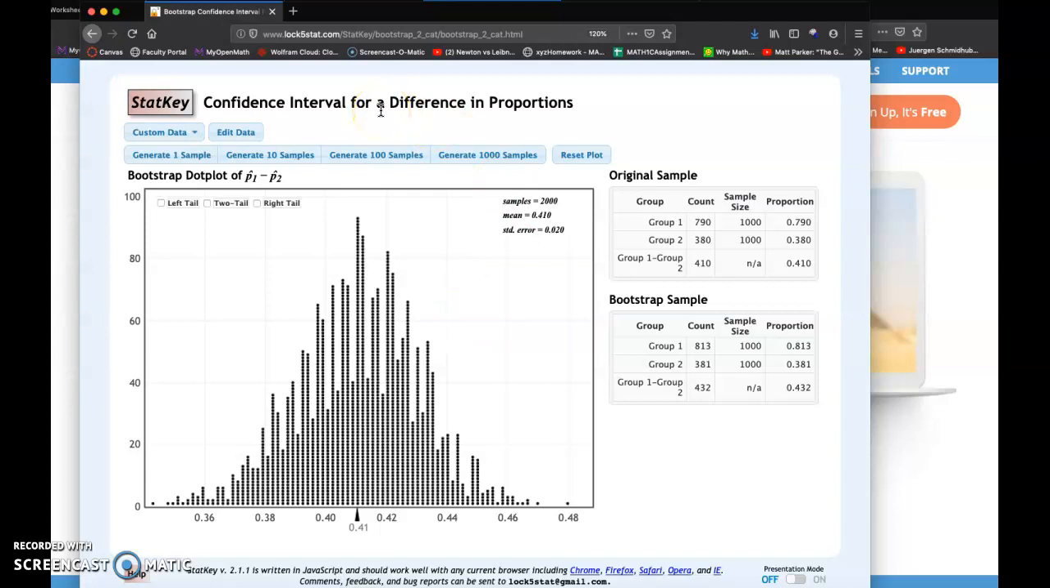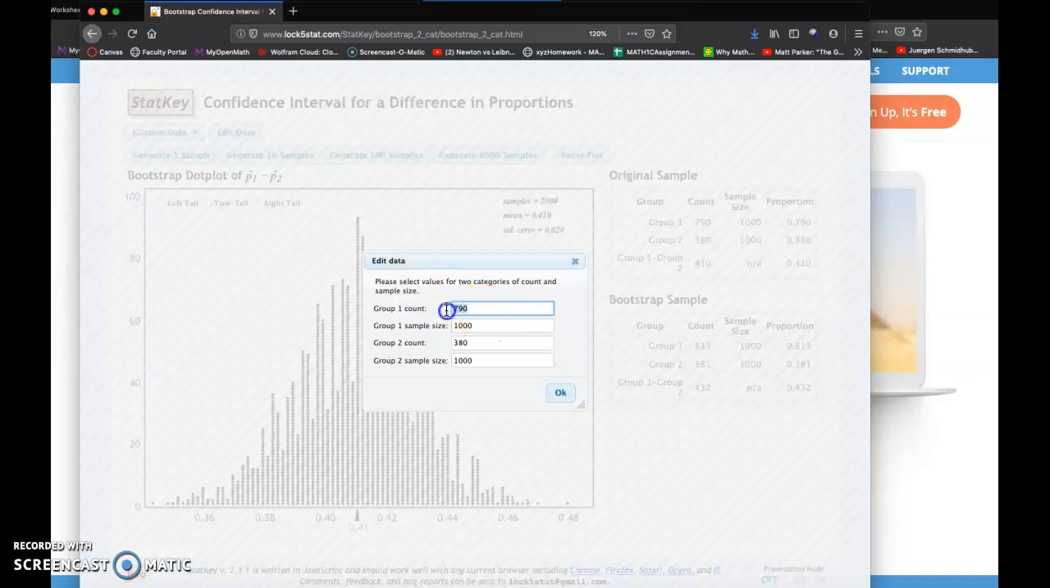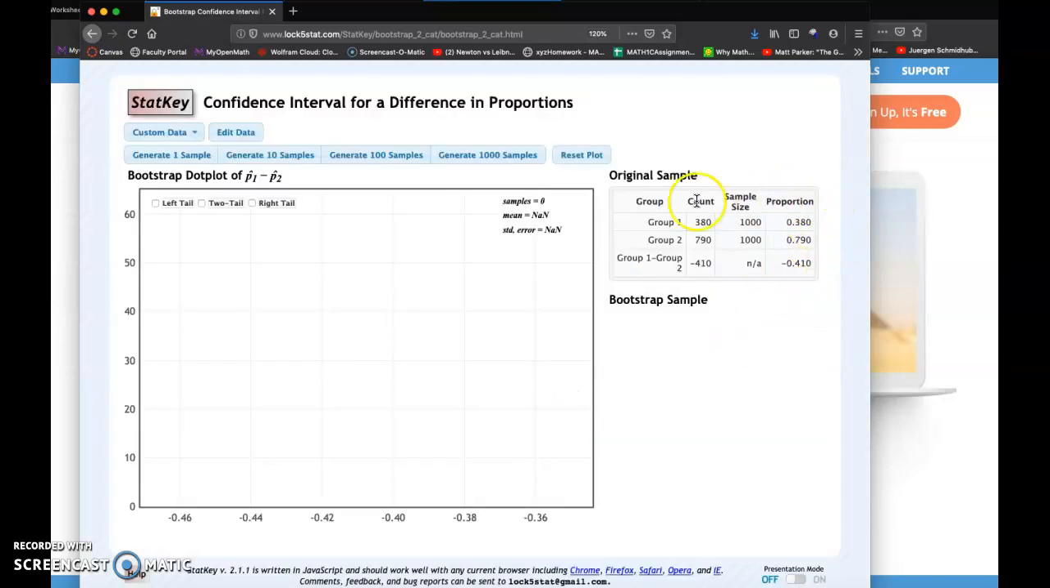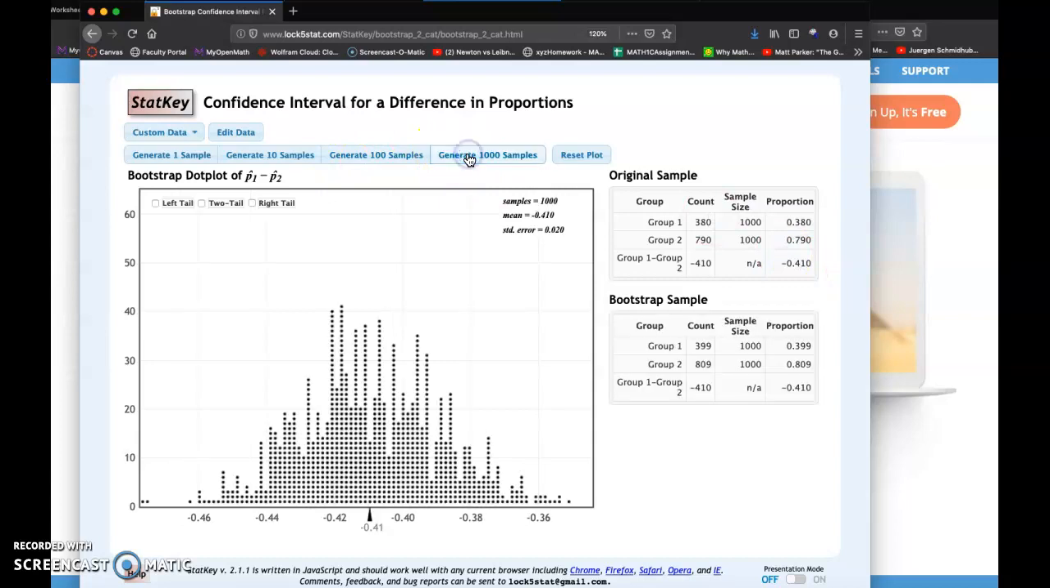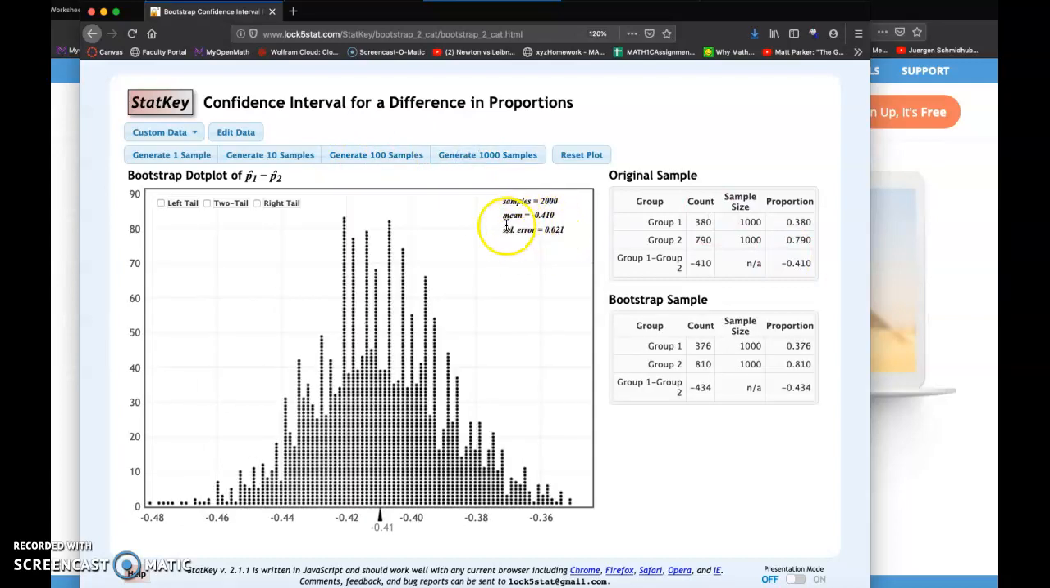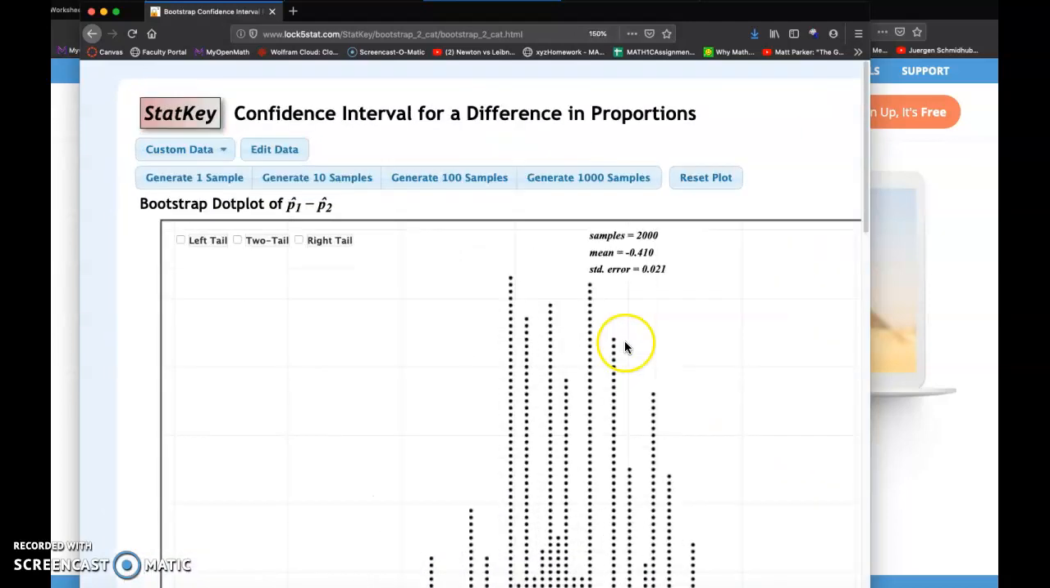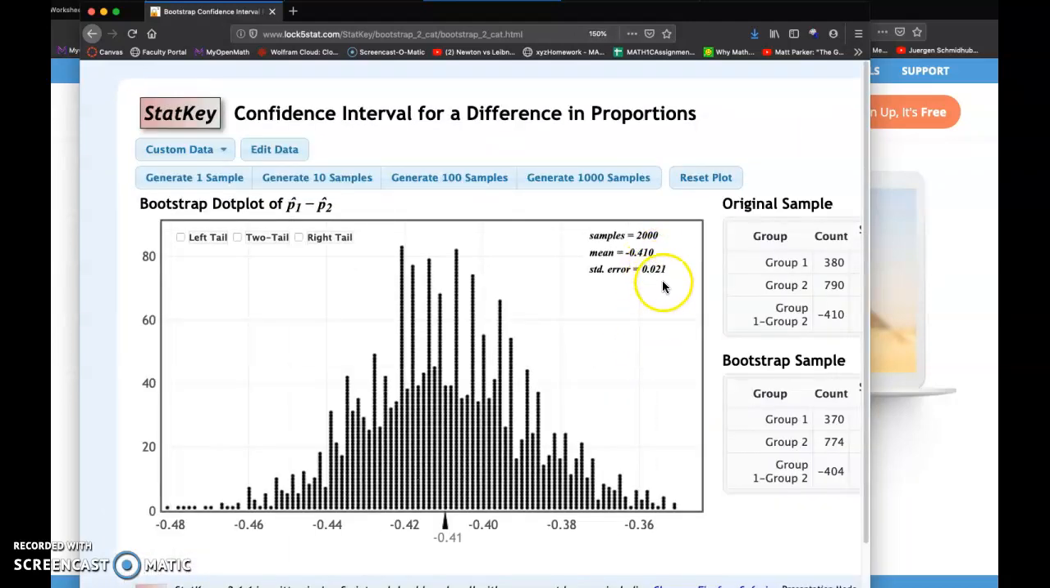So I want to note, before we go back to the worksheet, we could have switched these groups. In other words, I could have made this 380 out of 1,000 and 790 out of 1,000. Notice the only thing that does is it makes the difference between groups negative 0.41 instead of positive. But if I generate a couple thousand samples, the standard error doesn't really change. The standard error for these bootstrap randomizations is not exact. You might get a slightly different number. This time around I got 0.021, but that's okay. That's pretty close to the standard error.